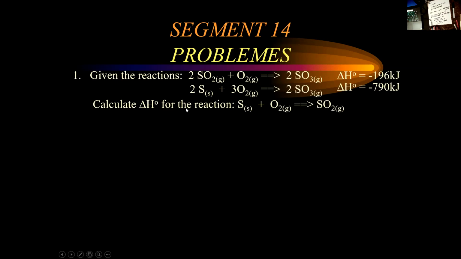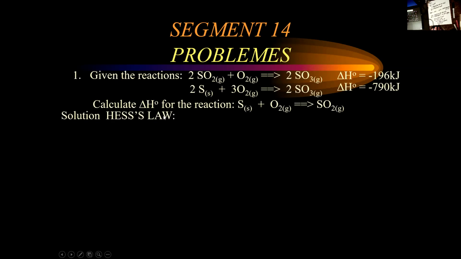Okay, here's some uses of Hess's law, and we're given two reactions. I can take SO2 and react it with oxygen. It will burn with a catalyst to make SO3. If I do, I get minus 196 kilojoules. I can take sulfur and burn it in oxygen to make SO3. If I do, I get out minus 790 kilojoules. What if I wanted to calculate the heat of the reaction to go to SO2?